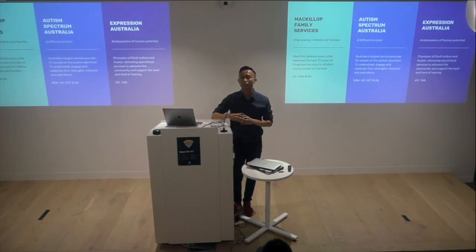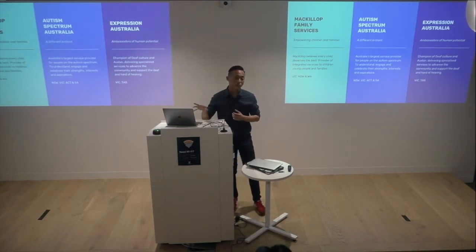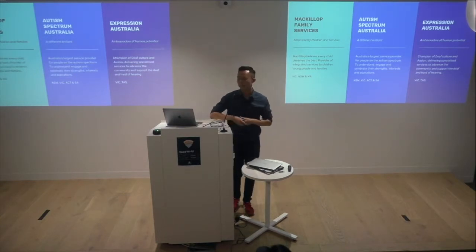And then Autism Spectrum Australia, we're currently working through a project with them. They're Australia's largest service provider for people on the spectrum. So their purpose is to understand, engage, and celebrate their strengths and diversity. And they're predominantly based in New South Wales with a really good presence in the other states like Victoria and the ACT as well.